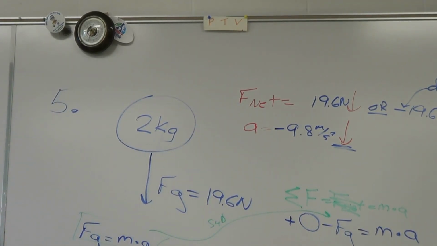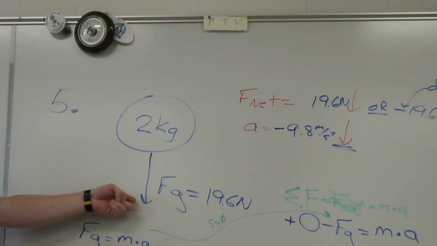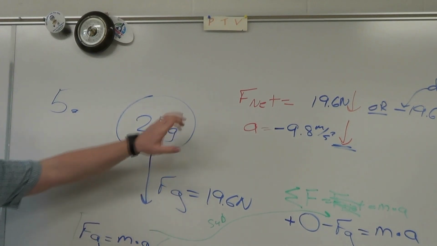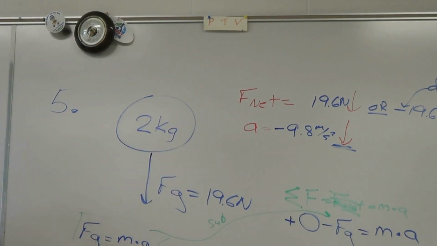We need to assign a direction, and if you use the negative in the y direction, it's okay. I don't put positives and negatives on my free body diagrams. I use my arrows to represent the directions. But when we're talking about net force and accelerations, that's where that comes in. So any object that's in what we call free fall accelerates down at negative 9.8 meters per second squared.